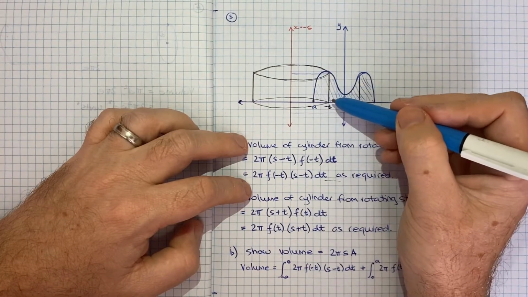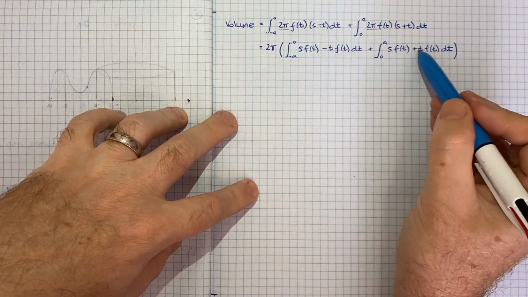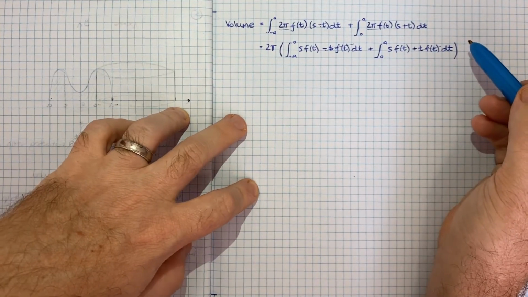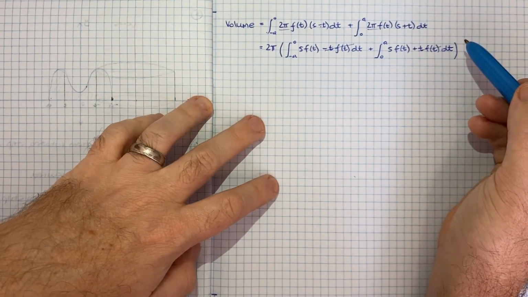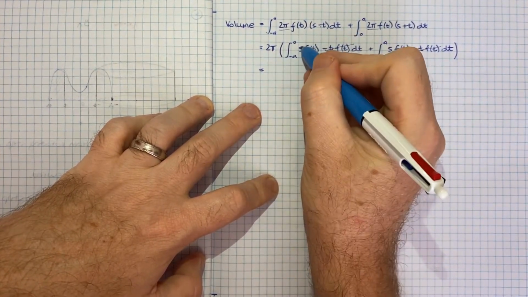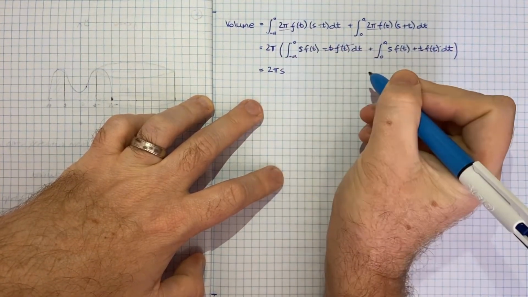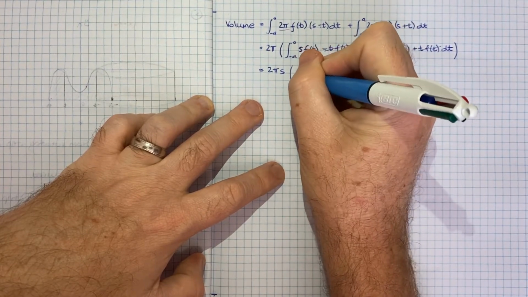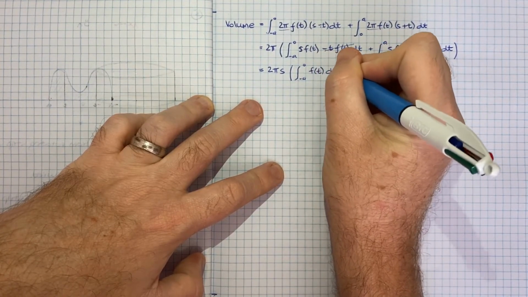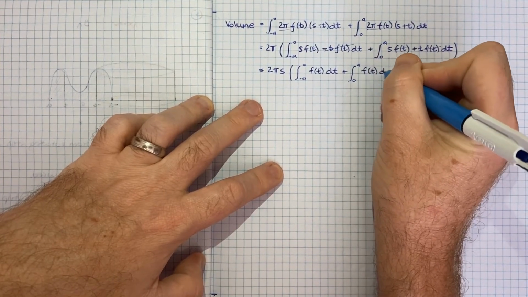The area under the curve, t times f of t, negative t f of t and plus t f of t, are effectively going to cancel each other out. So what we can now do is factor out this s, because s is just a constant with respect to t. So we'll have 2 pi s, and now we'll have the integral from negative a to 0 of f of t dt plus the integral from 0 to a of f of t dt.